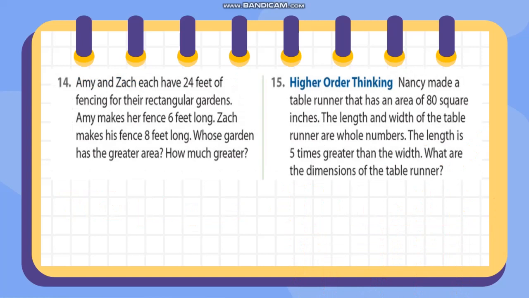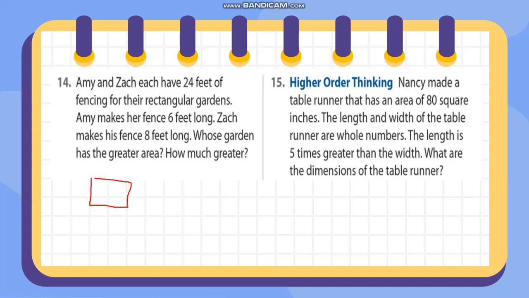Number 14. Amy and Zach each have 24 feet of fencing for their rectangular gardens. Amy makes her fence 6 feet long. Zach makes his fence 8 feet long. Whose garden has the greater area and how much greater? So Amy, like for example, this is for Amy.